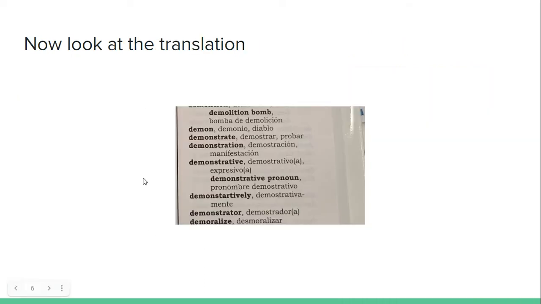Okay, so to zoom in on here, I have demon, demonstrate, demonstration, demonstrative, demonstratively, which they spelled wrong, demonstrator, and demoralize. So fortunately, I have the definition right here. Demonstrate, the translation. So it tells me demostrar or probar. Okay, so either of these are going to help me out with that. So this was an easy one to find.